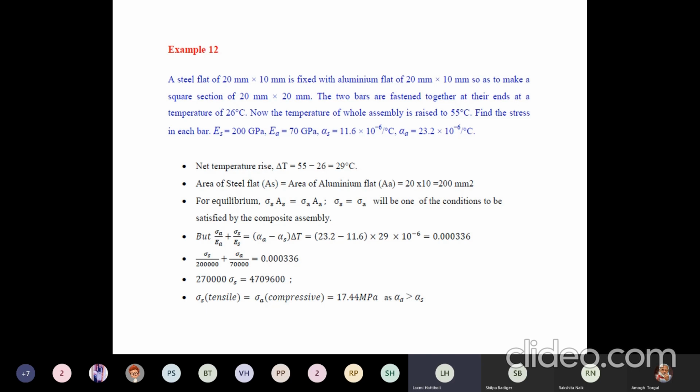First bar is a rectangular section, 20 mm by 10 mm, second bar is 20 mm by 10 mm, right? So both have the same cross-sectional area, so as to make a square section of 20 mm by 20 mm. So overall it is 20 by 20 now. Now the two bars are fastened together at their ends at the temperature of 26 degrees Celsius. Two bars are fastened in the sense they are held in position.